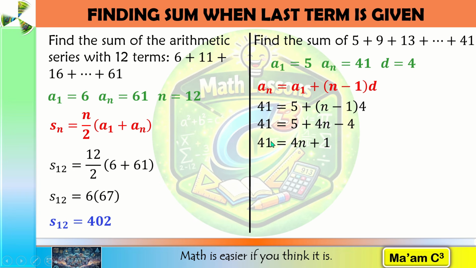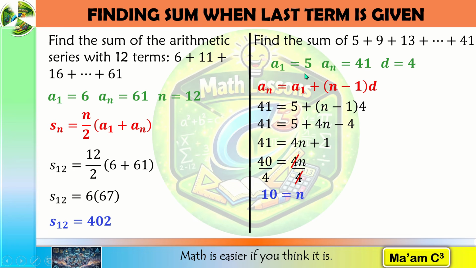So this will be moved here. 41 minus 1 is 40. So 40 is equal to 4n. To solve for n here, we're going to divide both sides by 4. These 4 will be canceled out, leaving you n. 40 divided by 4 is equal to 10. Now we have the value of n.